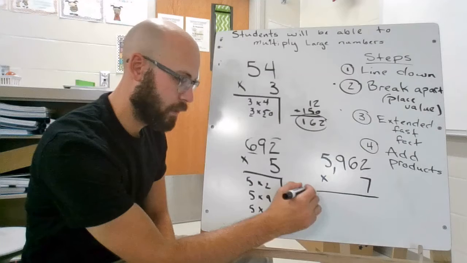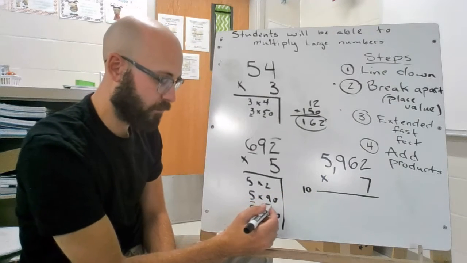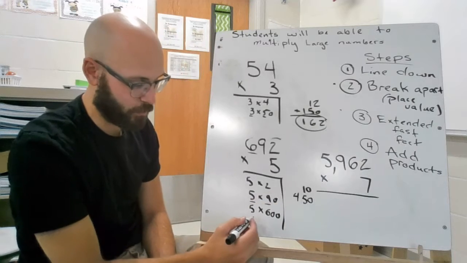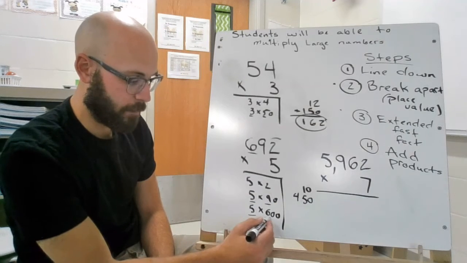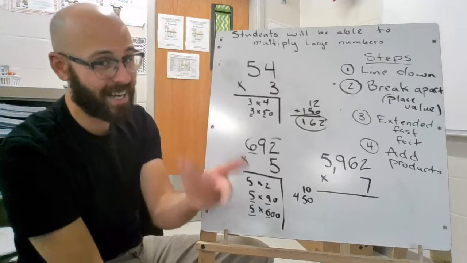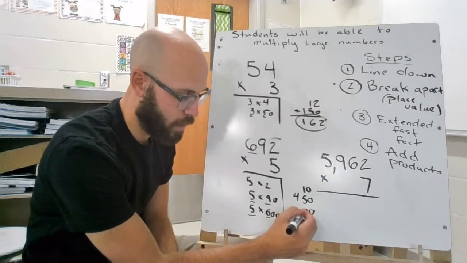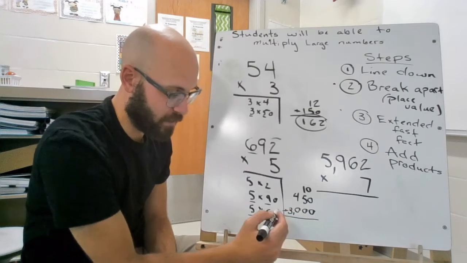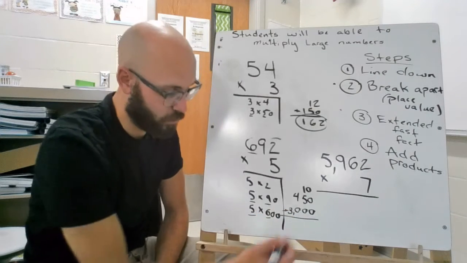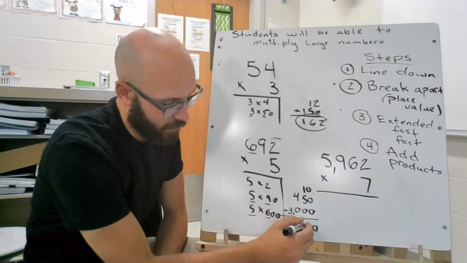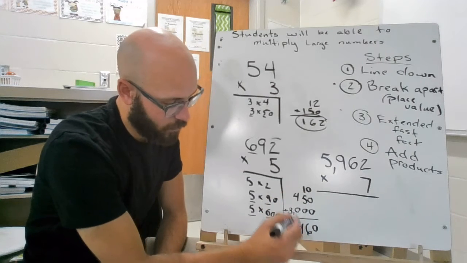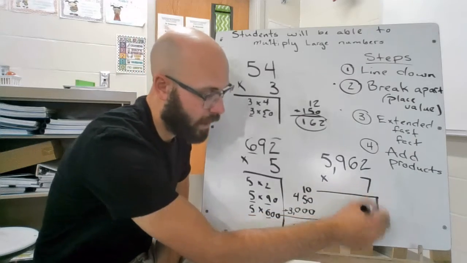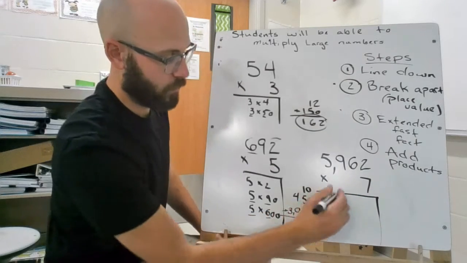5 times 2 makes 10. 5 times 9 makes 45, add a 0. Some of you might forget to add those zeros. That's a tough thing to remember, but you got to do it every time. 5 times 6 is 30, and I have to add 2 zeros. So 2 zeros, and then write 30 backwards. That's actually 3,000. Some of you might have accidentally written 300 and forgot to add that extra 0. Let's add 0. 5 and 1 makes 6. 4, 3. 3,460.